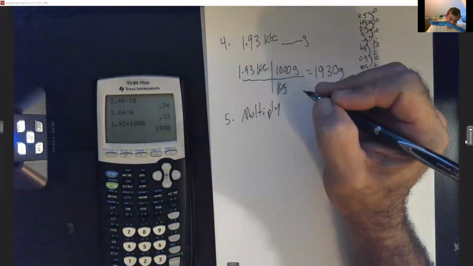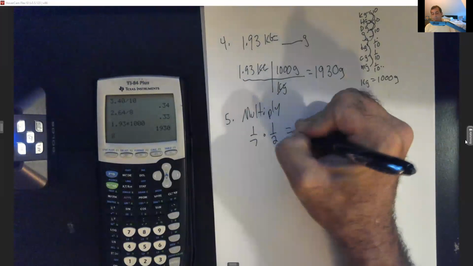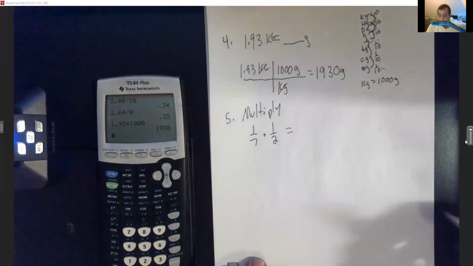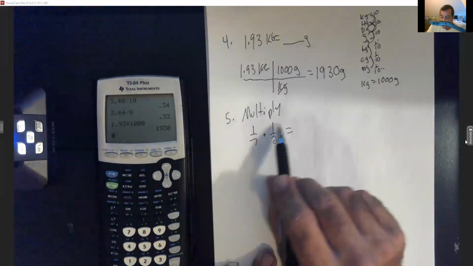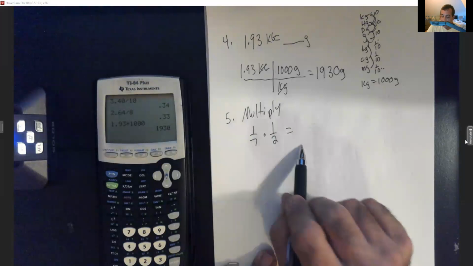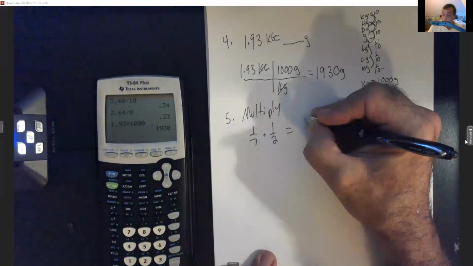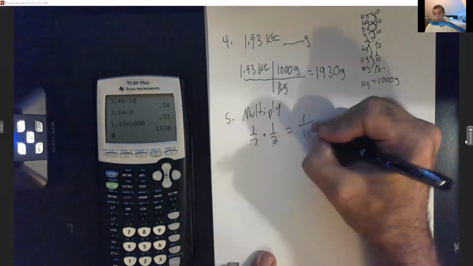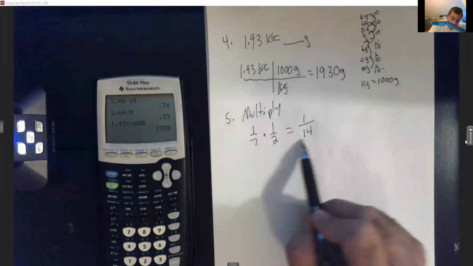5 wants me to multiply 1/7 times 1/2. I will say this, when it comes to fractions, the easiest operation is multiplying. Because to multiply, you don't need a common denominator. When you multiply, it's top times top, bottom times bottom. So top times top is 1 times 1, which is 1. In the bottom, 7 times 2 is 14. So top times top, bottom times bottom.